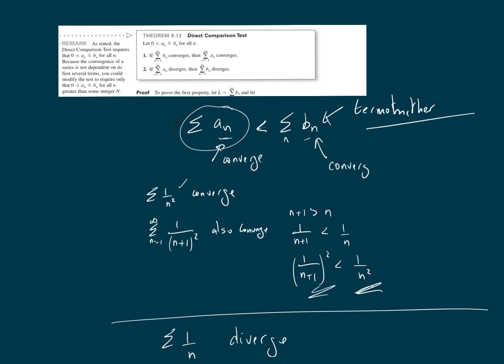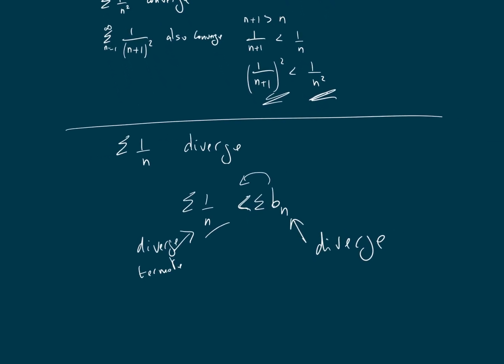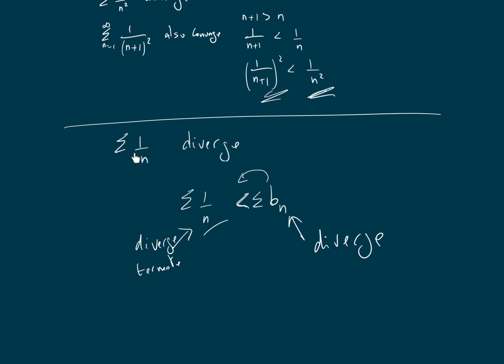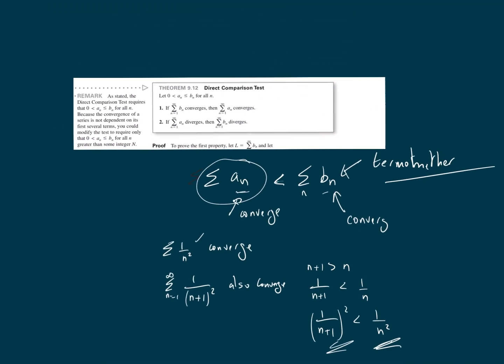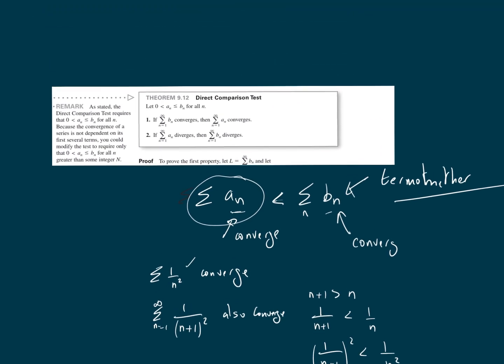For divergence, the rules are different. If you know that, for example, this is your thermometer, 1 divided by n, you know that this one diverges. If you find another series that is greater than the one that diverges, then it diverges. So this is explained here, and this is the theorem. Let's apply the theorem now to the problems.